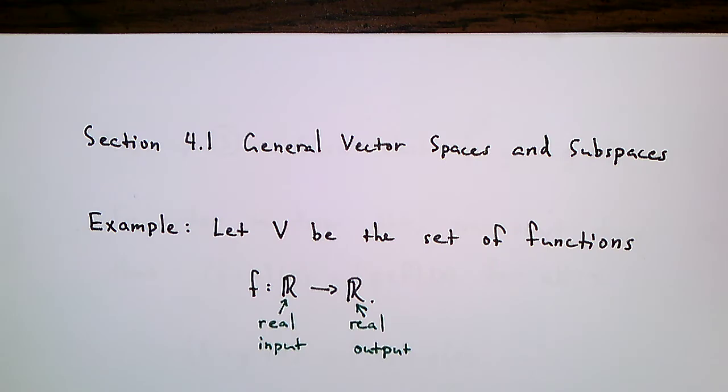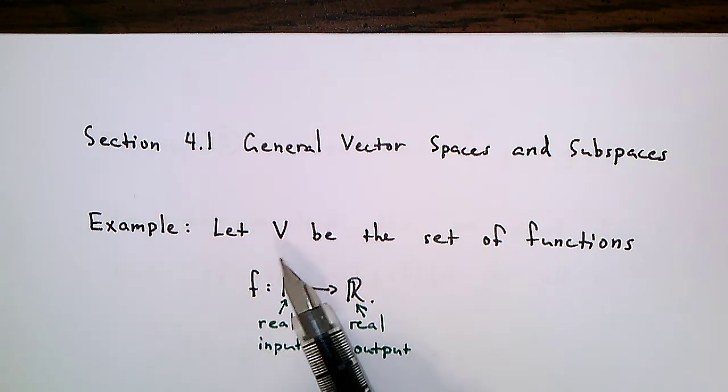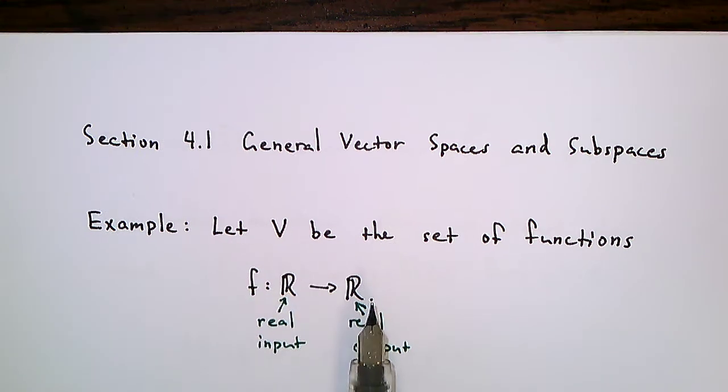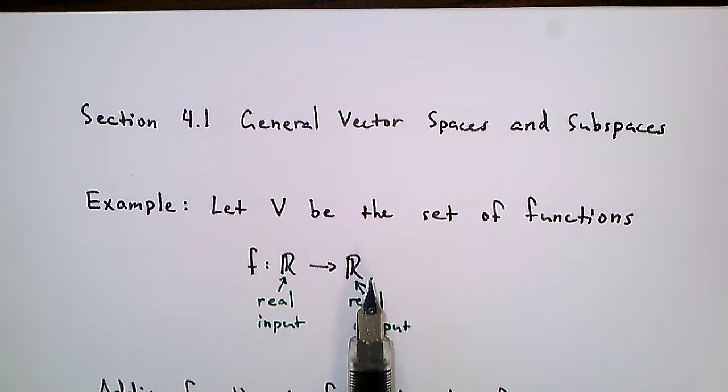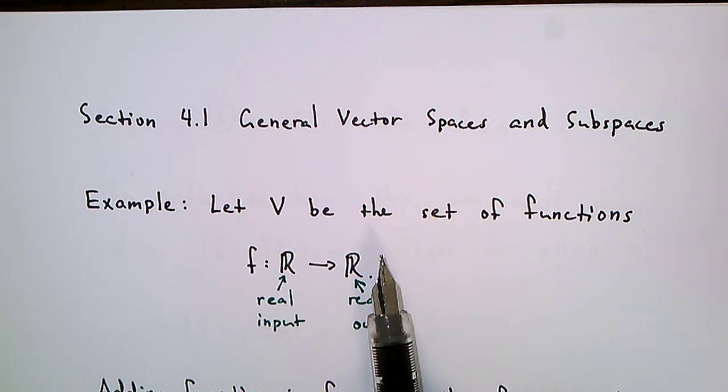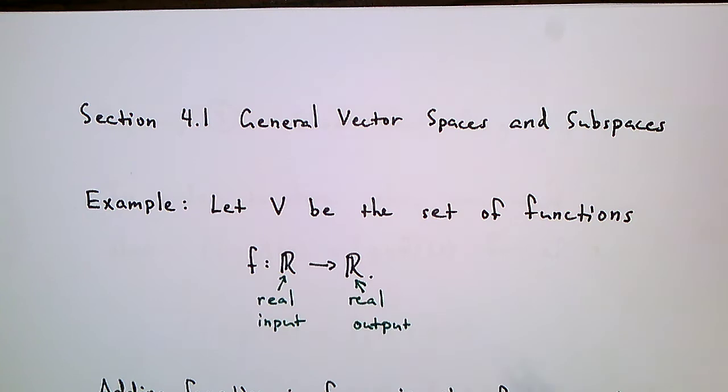and what we're going to do here is demonstrate a certain vector space. And my vector space is going to be V, the set of functions from R, the real numbers, to the real numbers. And in order to claim that this is a vector space, I have to prove all 10 properties from the definition of a vector space.